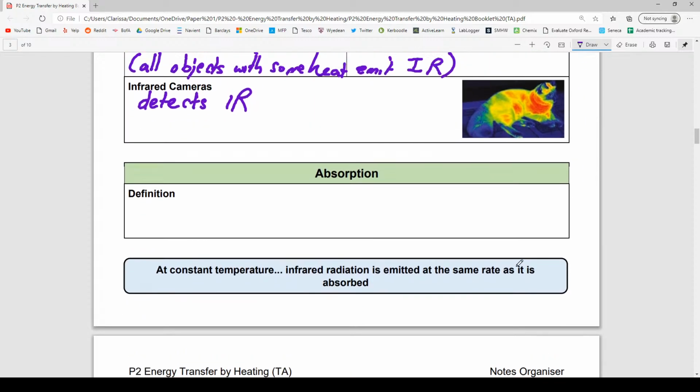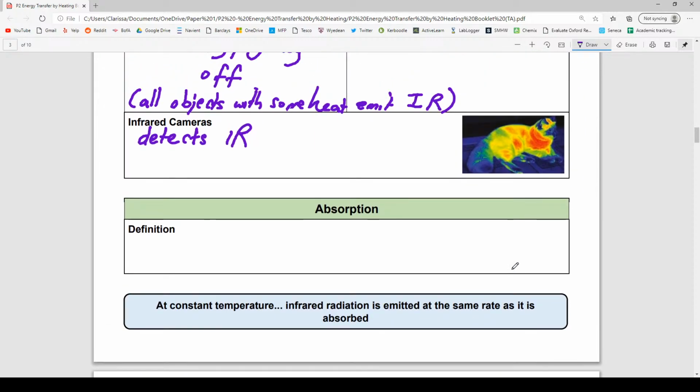Now, when it comes to absorption, all that means is taking in infrared radiation. That's all absorption means. So if you're absorbing infrared radiation, I'm saying that you're taking in infrared radiation and then your temperature is rising.